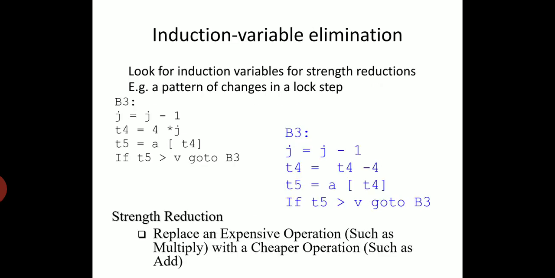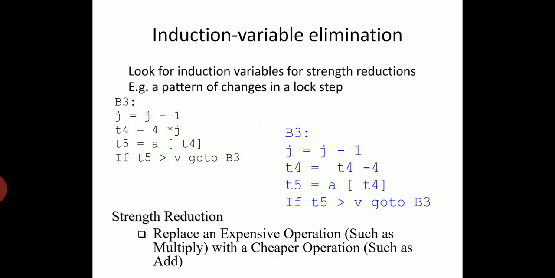Next is induction variable elimination. Here j is an induction variable. Consider block B3 of the quicksort function: j equal to j minus 1, t4 equal to 4 star j. That means now the value is 4 into j minus 1, that is 4j minus 4. So what is 4j? t4 is 4j. So it is better that we rewrite it as j equal to j minus 1, t4 equal to t4 minus 4. Here we are looking for strength reduction.